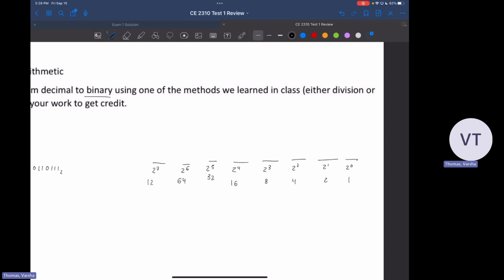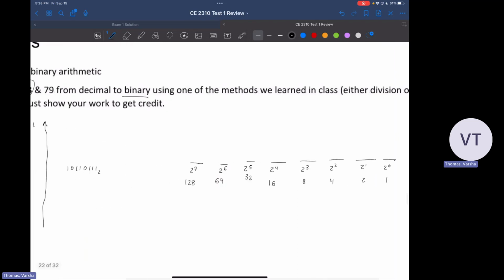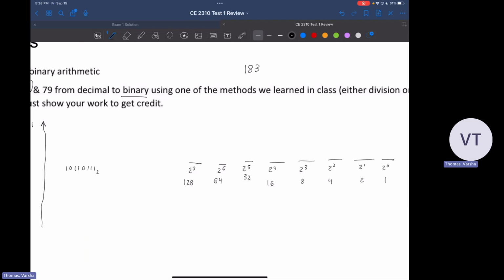It could go on forever. You just have to figure out how many bits you need. So I'm going to rewrite the number we need to find. We need to find 183. So what we're going to do is find the largest placeholder that we can fit in. The one after 2 to the 7 is, I'm really bad at mental math, 256. 256 cannot fit into 183.